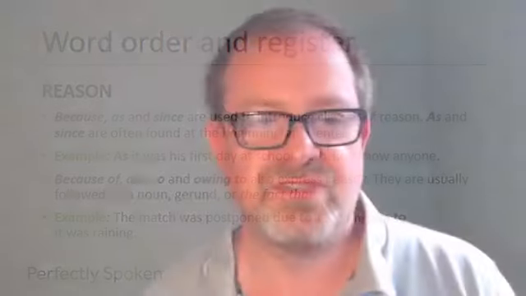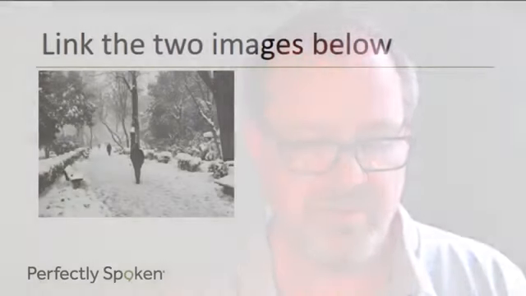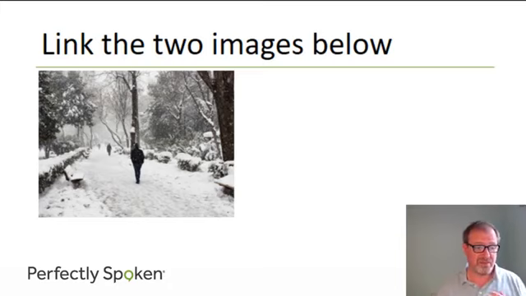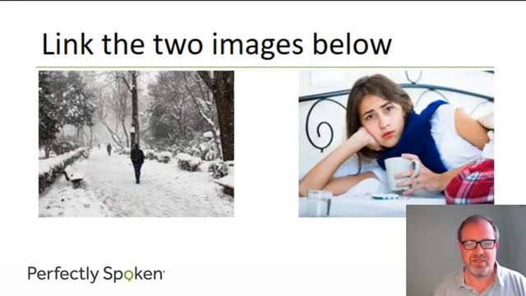Okay, so now we're going to have a look at some sentences and see if we can choose the correct linking words for each one. Okay, so here we go. Sorry, some images I should say, and see if we can link them together with the correct linking expressions. Okay, so you've got a picture of some heavy snow. It's snowing heavily, heavy snowfall, and a picture of a woman who's obviously not going out. She's staying in the house. So how could we link these two images together?